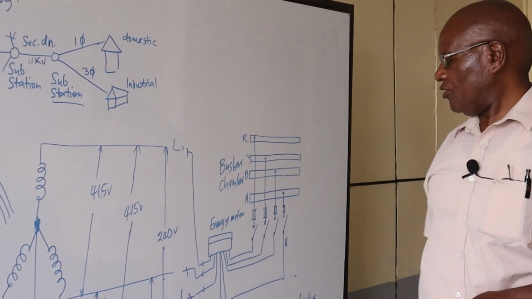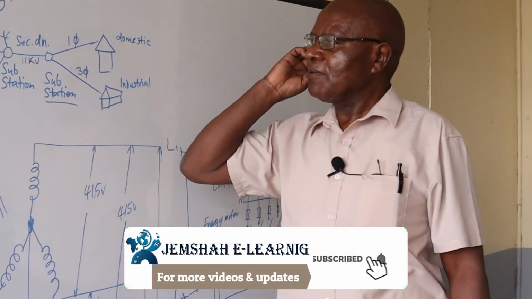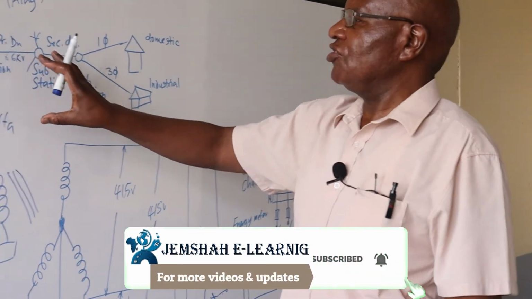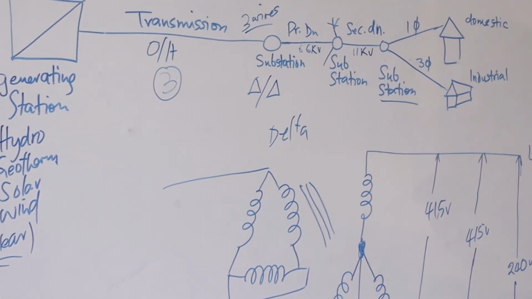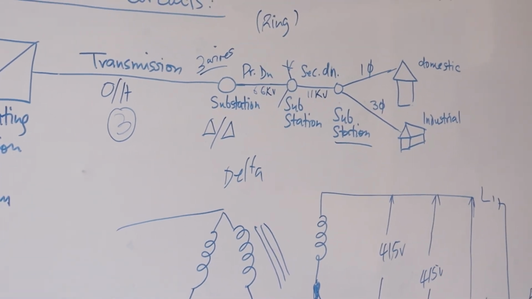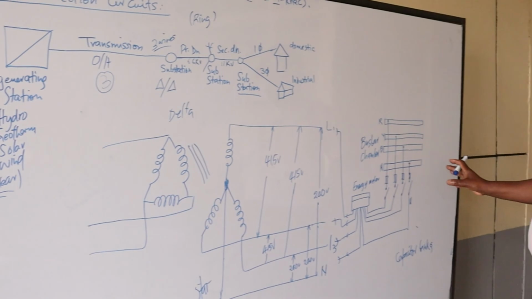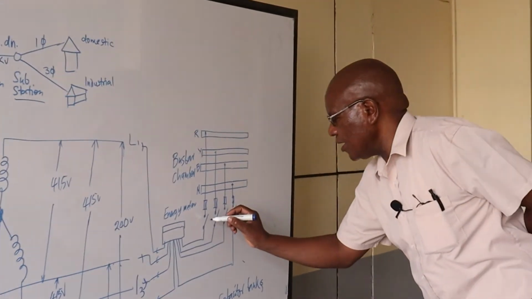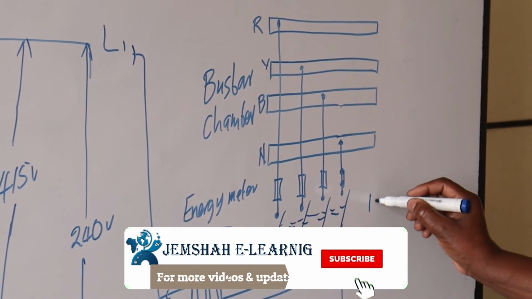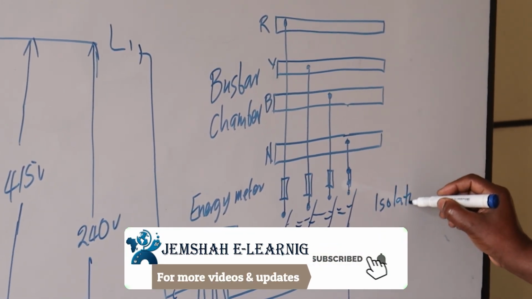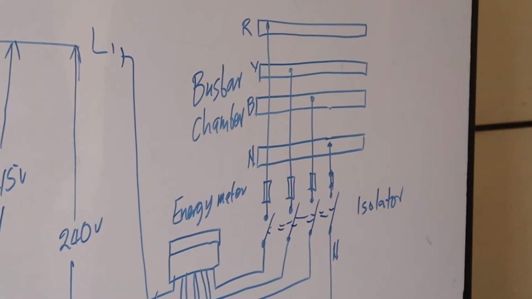But remember also, we can use synchronous motors for power factor corrections. But those ones are mainly used by power people in their substations to do their power factor corrections. Most industries tend to use capacitor banks. And then from here is where now we connect. Now this one here is an isolator to isolate the bus bar chamber.